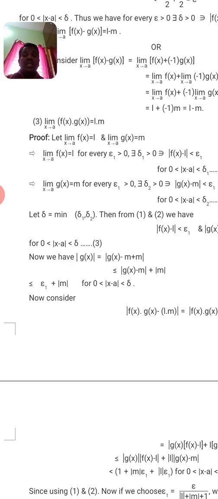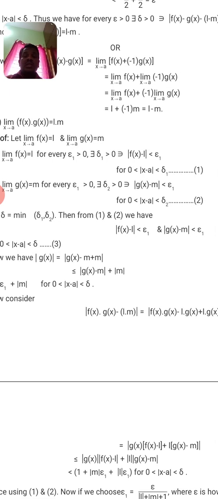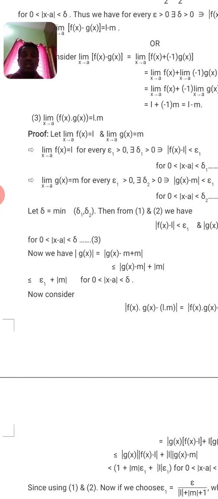Or it implies limit x tends to a of g(x) is equal to m. Here also, by the definition of the limit of a function, for every epsilon 1 greater than 0, there exists a corresponding real number delta 2 greater than 0 such that modulus g(x) minus m is less than epsilon 1 for 0 less than modulus x minus a less than delta 2. Write it as equation number 2. And let delta be the minimum of delta 1 and delta 2.